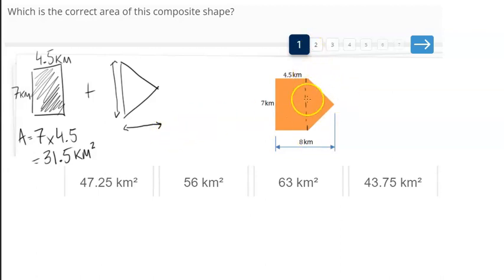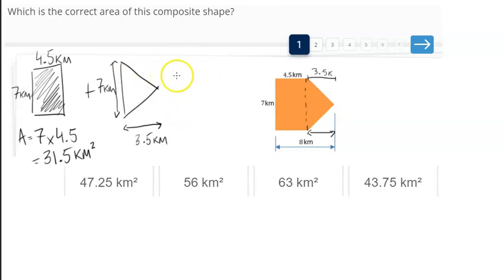Now the base we already know, because if it's 7 here, it's also going to be 7 here, so 7 kilometers. Now the height, it doesn't necessarily say. This here will be the height. It's been given the full height of this shape, which is 8, and this here is 4.5. This here has to be the remainder to get to 8. So in this case, this is 3.5. This 3.5 plus 4.5 will give me 8. So this here is 3.5 kilometers.